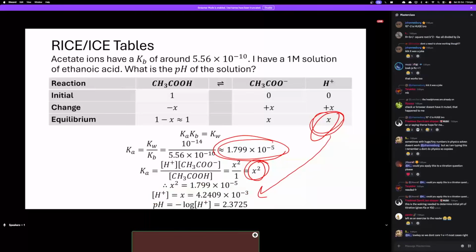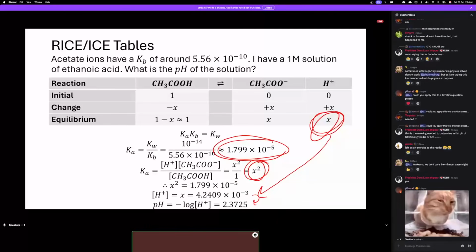So the concentration of H plus is this, and then pH is the negative log. 1 minus x equals 1 in most cases, because the Kc is small enough. That is why.